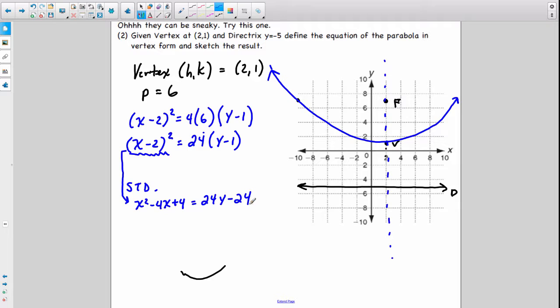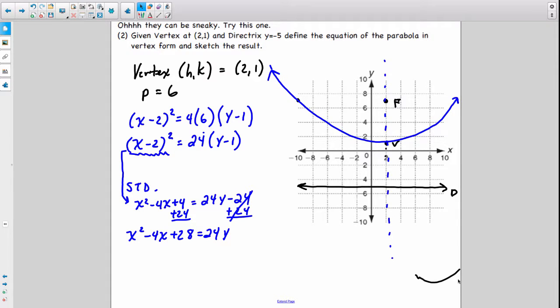Moving everything over, getting y by itself. Add 24. Okay. x squared minus 4x plus 28 equals 24y. I think you'd agree that we'll divide by 24 and we'll be out of here. Let me just delete that. Okay.